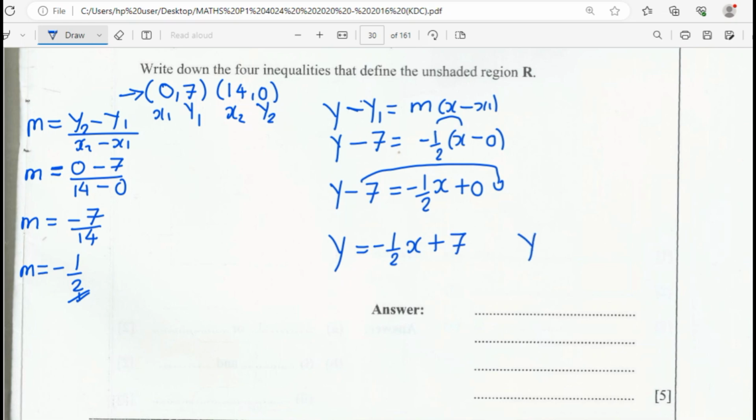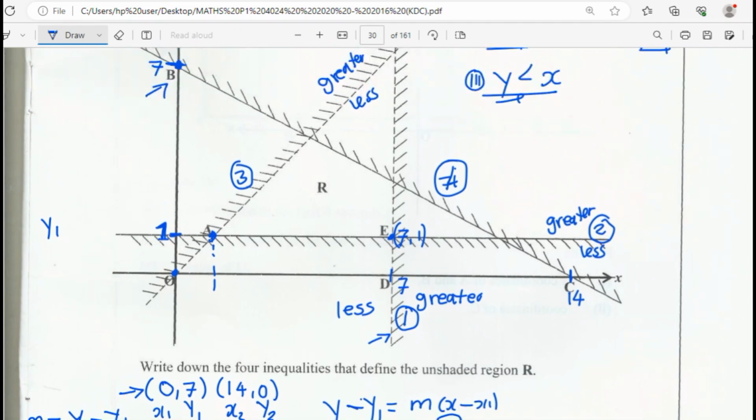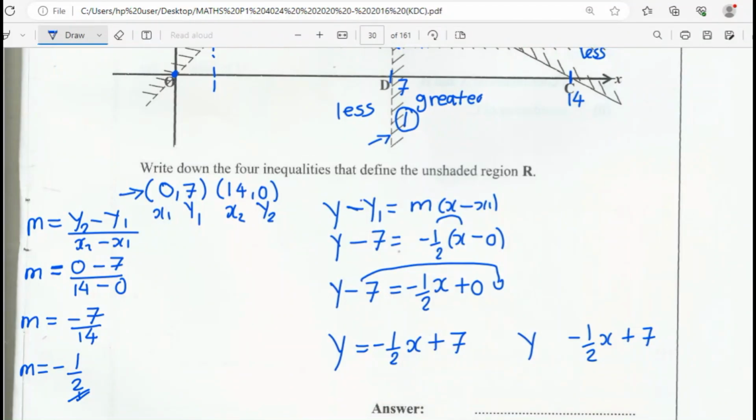So now what's our final answer? We need to go back to our diagram so that we can get the inequality symbol. So what's our inequality into consideration? So we know that the upper is always considered to be greater, then the one here will be less. So we want the less, so we put less than or equal to.